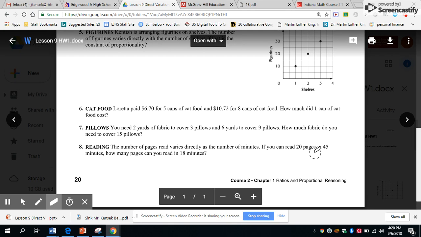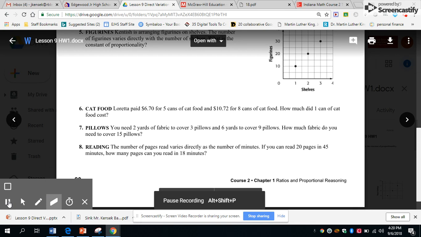The last one may be the most difficult of the unit rate problems, 20 pages in 45 minutes. I would try to figure out the number of pages per minute and then multiply that by 18. And that would give you the answer of how many pages can be read in the 18 minutes. Hopefully you find that helpful. I do apologize we weren't able to get through all that in class today, but I'm hoping maybe this video clears up all of that. Thanks.